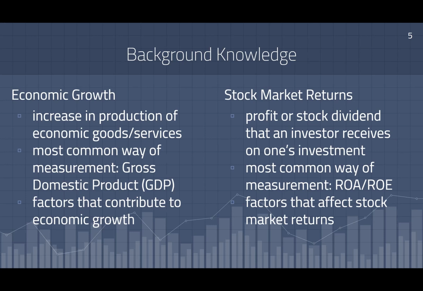On the other hand, stock market returns are a profit, stock dividend, or both that an investor receives on one's investment. Stock returns are approximated by the market share price growth rate. Two measures of the stock returns are used: return on assets, ROA, and return on equity, ROE. Some factors that affect the stock market include company earnings, interest rates, and market sentiment.